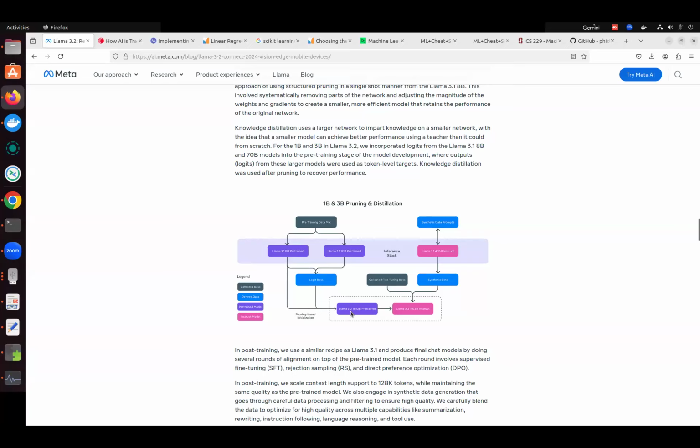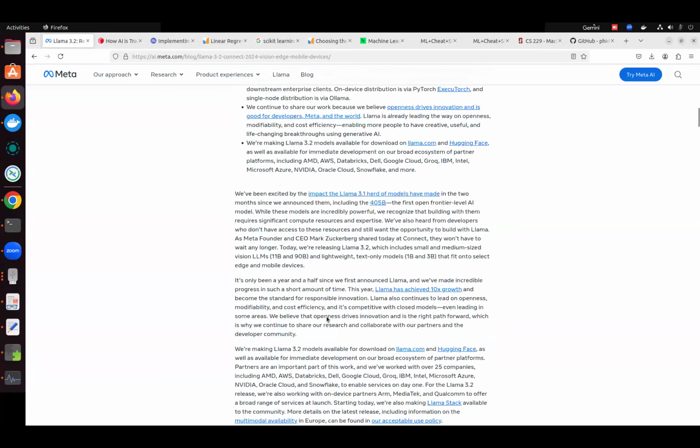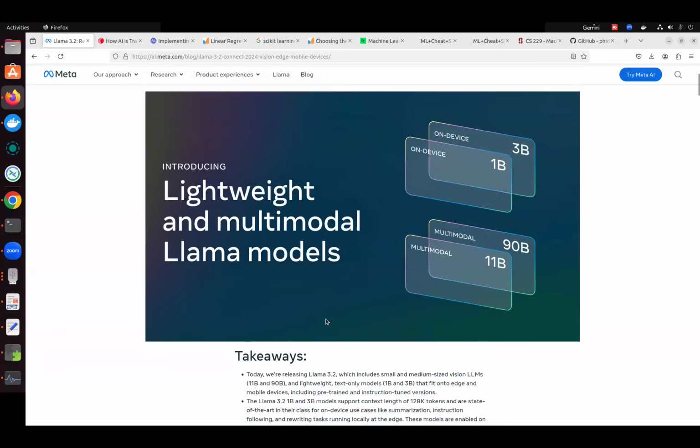So here you see Llama 3.2, 1 billion and 3 billion. Here they have taken Llama 3.1 as the teacher, and they have taken 3.2 as the student. The basic idea is they want to deploy 3.2 on edge devices, because edge devices can handle 1 billion or 3 billion parameters. That is the reason they have gone with this approach, sir.